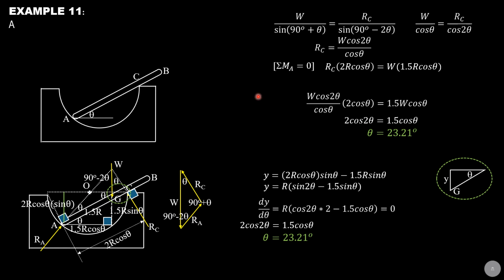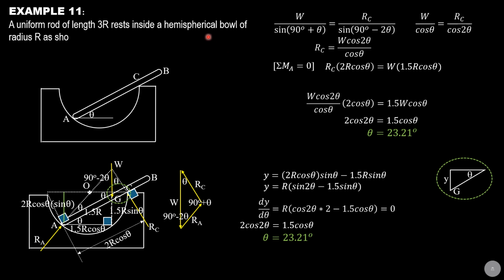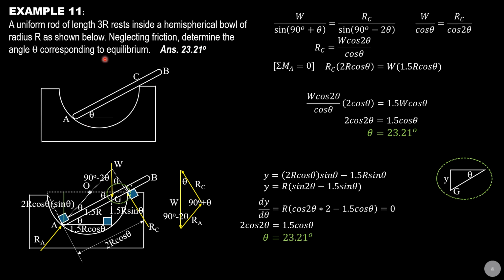Example 11. A uniform rod of length 3r rests inside a hemispherical bowl of radius big R as shown in the figure. Neglecting friction, determine the angle theta corresponding to equilibrium. I'll present two solutions here. One is using statics and the second, of course, is using calculus because this is calculus.